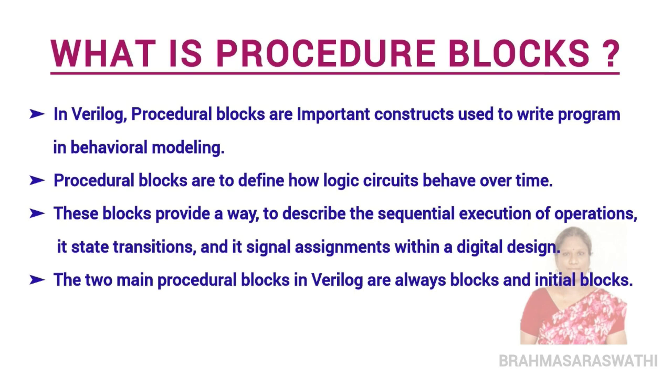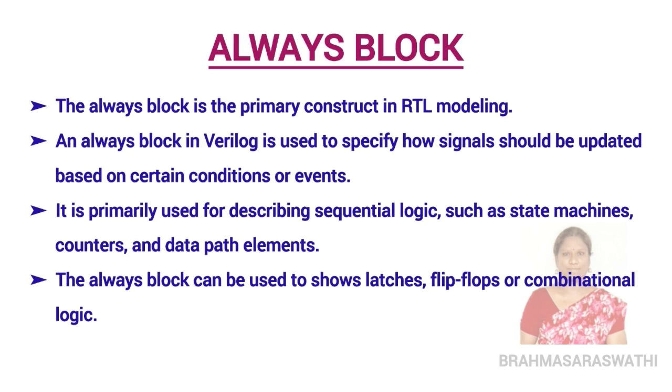And the fourth point is the two main procedural blocks in Verilog are always blocks and initial blocks. The second topic is the always block. The first point: the always block is the primary construct in RTL modeling. This means the always block is the primary, main construct or keyword in the implementation program.